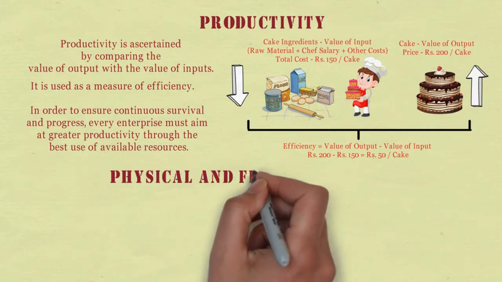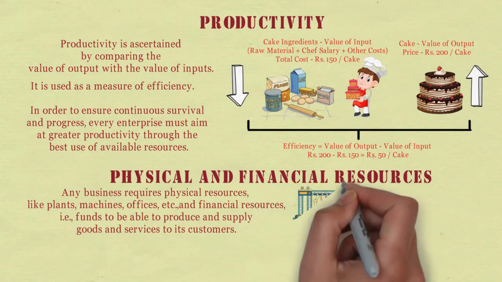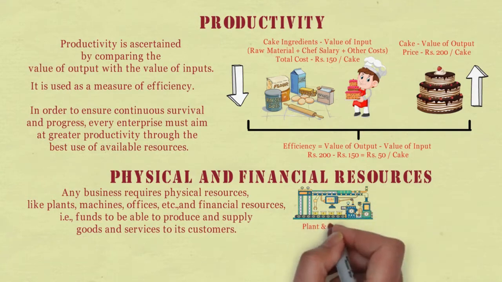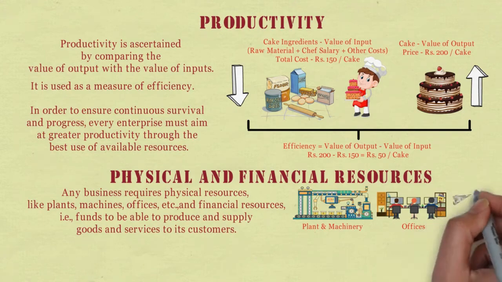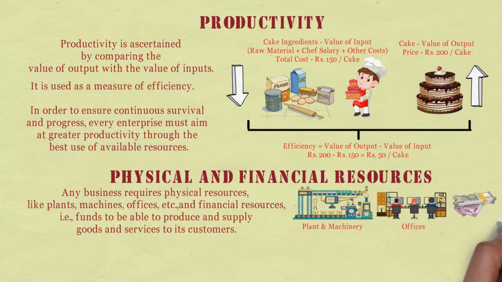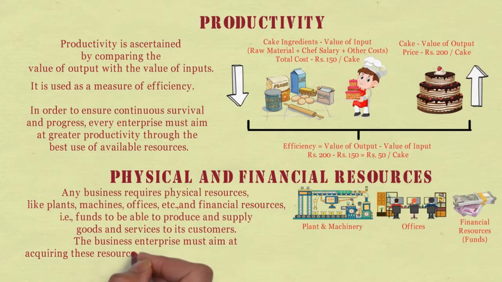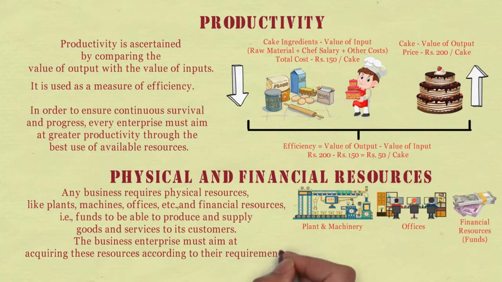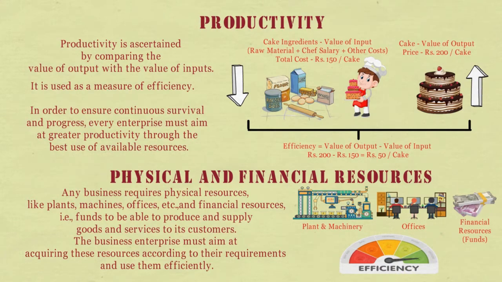Physical and financial resources. Any business requires physical resources like plant, machines, offices, etc. and financial resources, that is funds, to be able to produce and supply goods and services to its customers. The business enterprise must aim at acquiring these resources according to their requirements and use them efficiently.